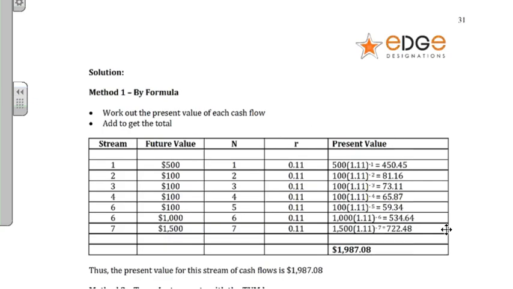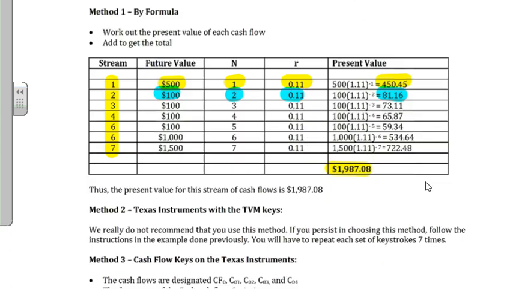So first and foremost, I'm not going to make you completely mad over here, but what you can do if you had all afternoon is you could take each cash flow: 500 for period 1, present value it, equal to 450. Cash flow from stream 2, present value it, $100 equals 81. Do the whole thing and eventually sum them all together and you will come to $1,987. That's going to take you most of the afternoon.